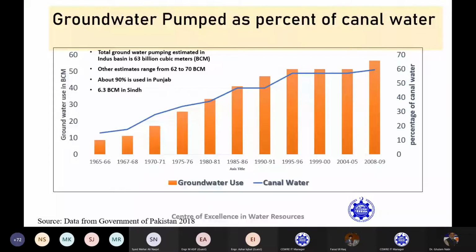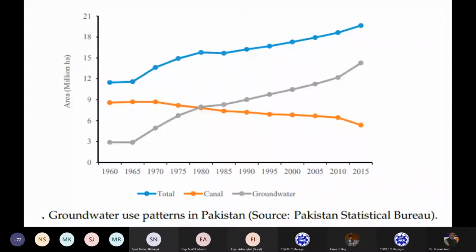Then what do we have to do with this? We have to save this, we have to conserve this, and we have to manage this. In the overall picture, we can see that this line shows canal water is continuously decreasing, while the groundwater is increasing. About 12, 13 million acre foot is being irrigated by groundwater as compared to the surface water. So we have to think about how to manage the groundwater.